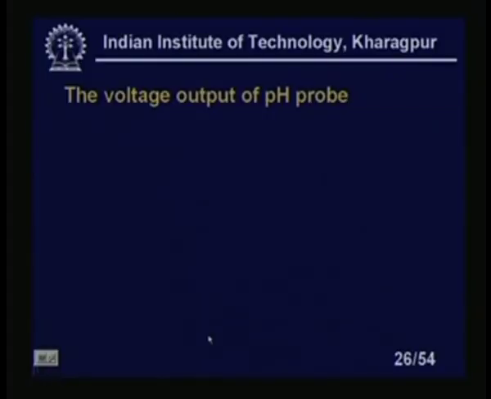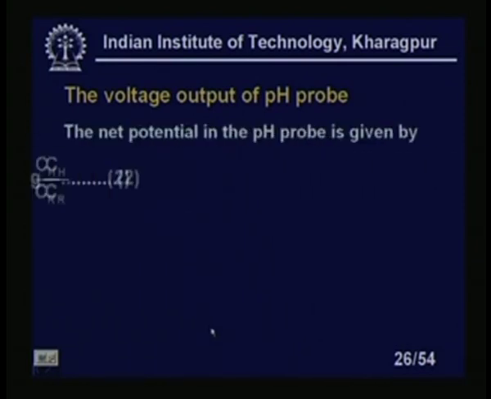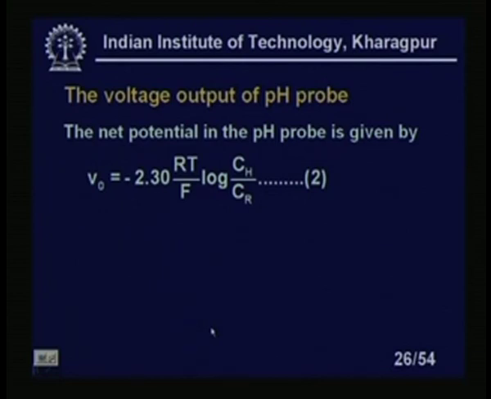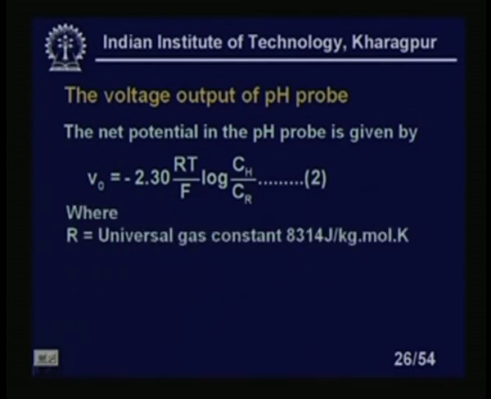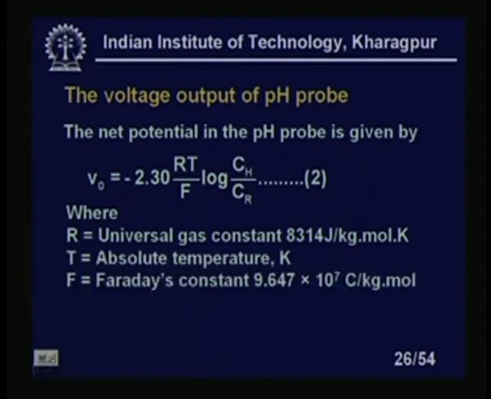The voltage output of the pH probe, you see, because we will get a voltage, the net potential in the pH probe is given by these expressions. V naught equals minus 2.30 RT by F log of CH by CR, equation number 2, where R is the universal gas constant, which is 8314 joule per kg mole per Kelvin. T is the absolute temperature in Kelvin.